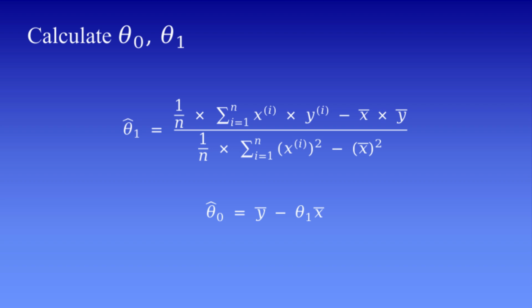Once we have calculated θ0 and θ1, we can substitute them back into the regression equation and use it to predict values for any new input. So, this step is extremely important because it transforms our data into a mathematical model that can make predictions. It is the foundation of how linear regression actually works behind the scenes.